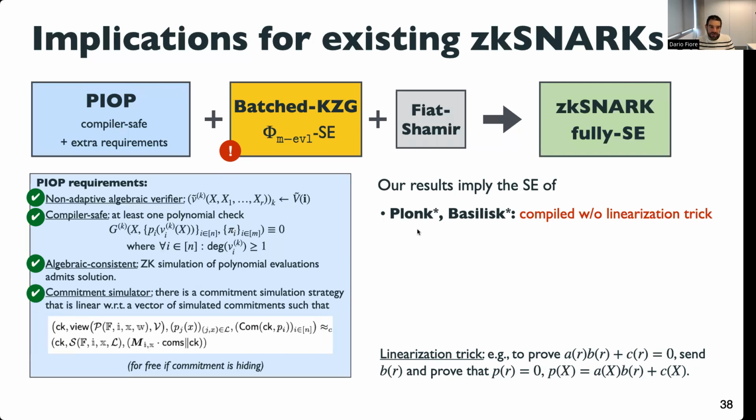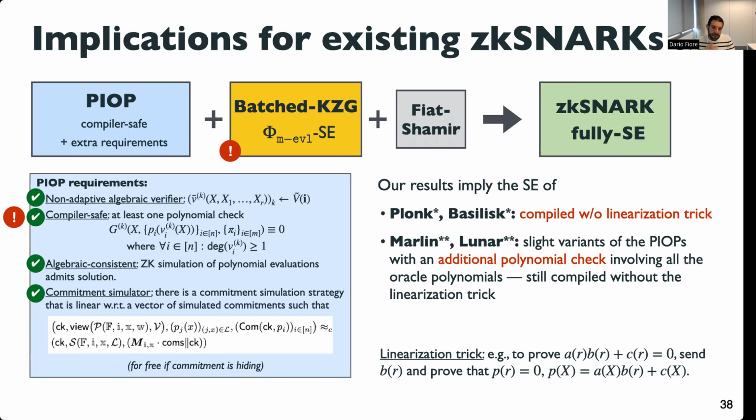But the good news is that in terms of polynomial IOP, the polynomial IOP underlying Plonk and Basilisk satisfy the requirements that we need. You can probably see the paper for more details about that, unless you have questions that you're interested in.